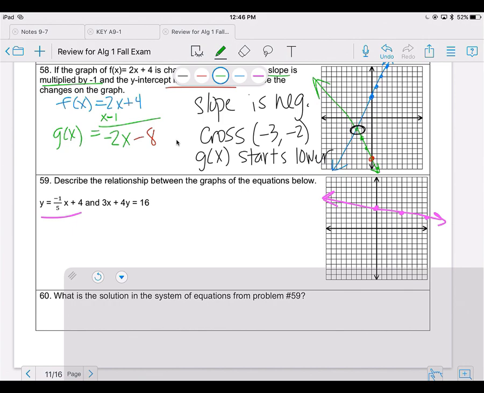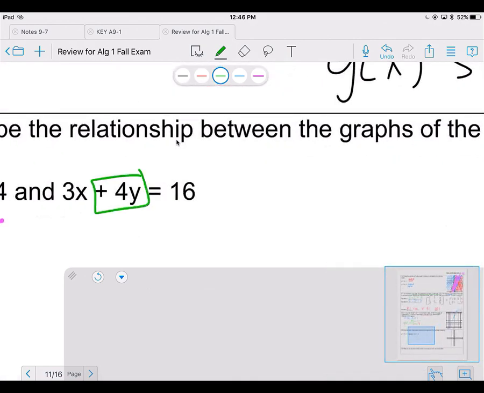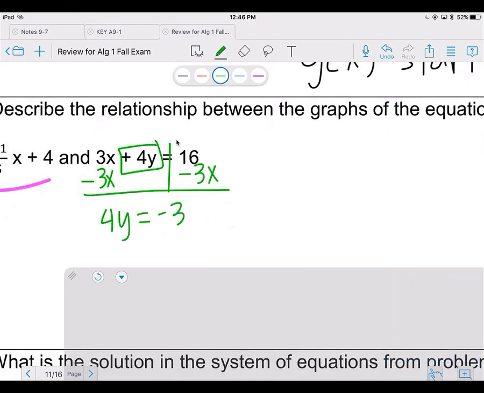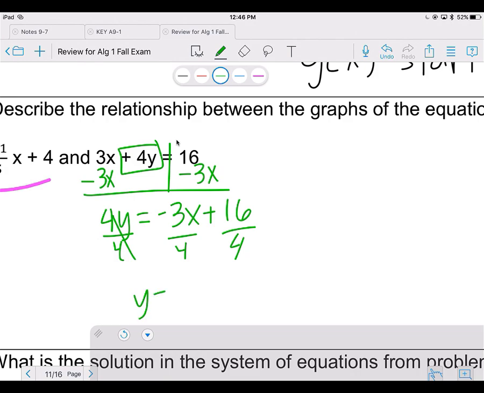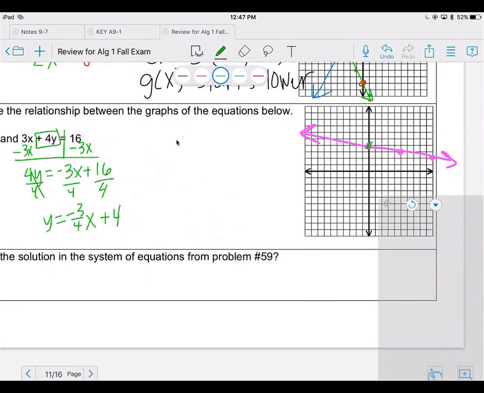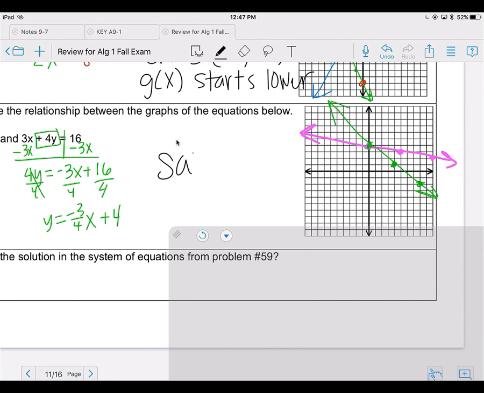This other equation is not solved yet for y, so I need to solve for y. I subtract 3x from both sides, so 4y equals negative 3x plus 16. Divide everything by 4, and y equals negative 3/4 x plus 4. So we start at 4 and go down 3, right 4, down 3, right 4, and plot our lines. The relationship that exists is that we have the same y-intercept. They both start at the same place on the y-axis.